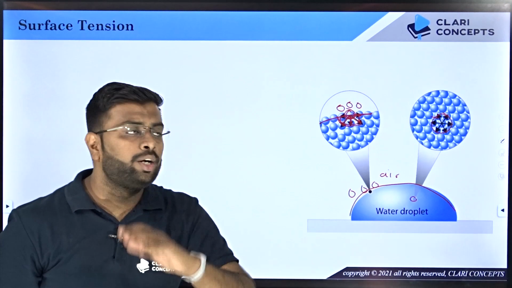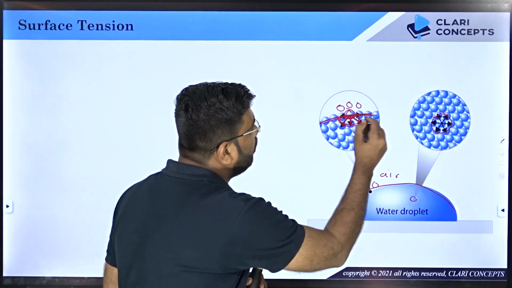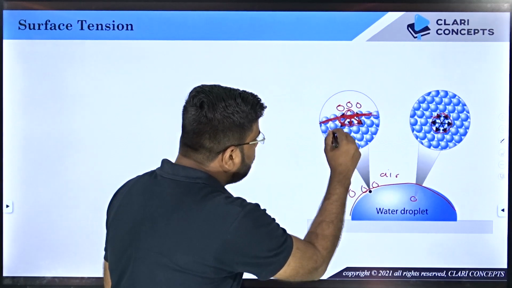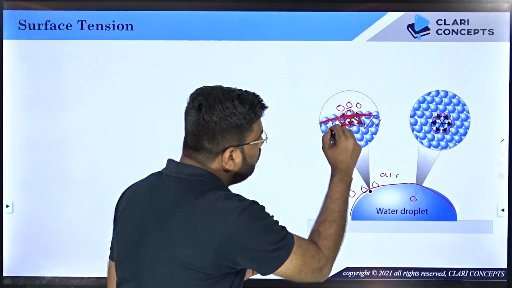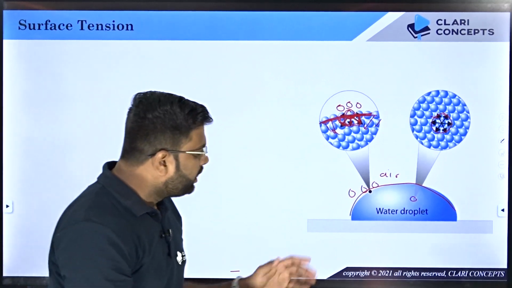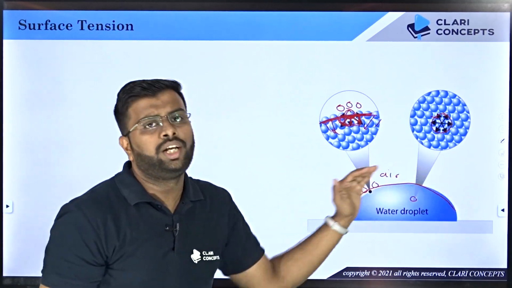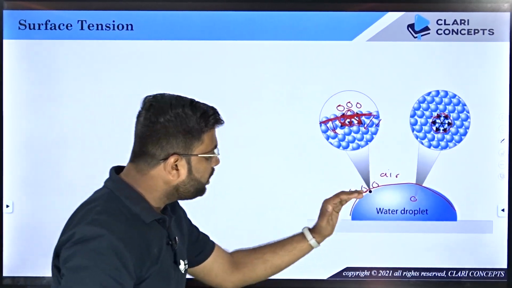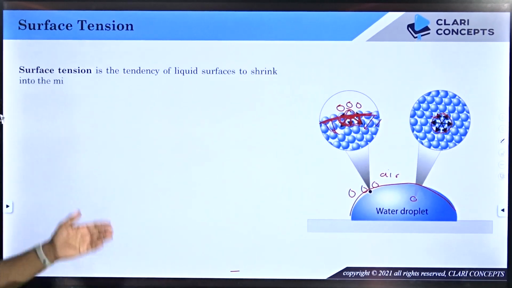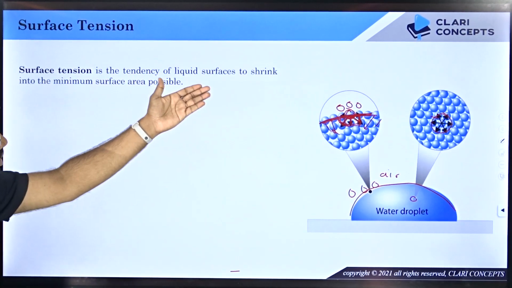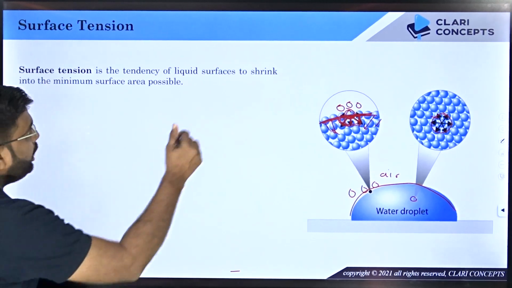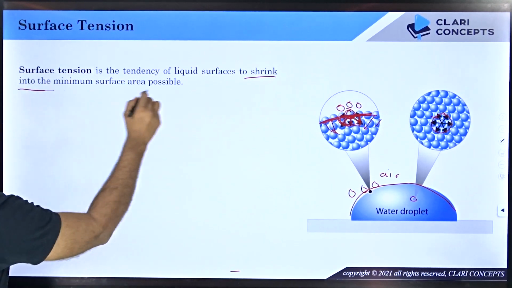This results in an imbalance in the attractive force experienced by all the top molecules on the water surface, because of which it will try to shrink. All of them will try to come inward, and because of which the water will become spherical in shape, and therefore the surface will try to reduce its area as much as possible. Which surface? The surface of water which is exposed to another fluid. So I can say surface tension is the tendency of a liquid surface to shrink into the minimum surface area possible.